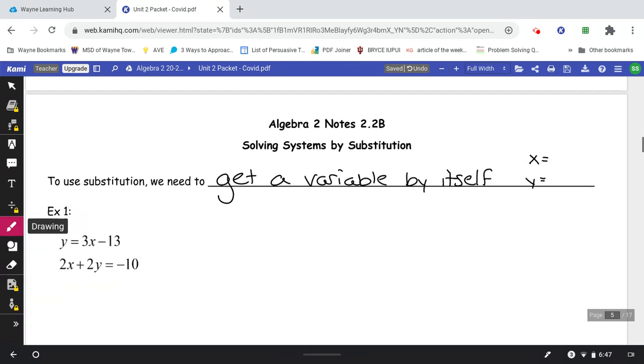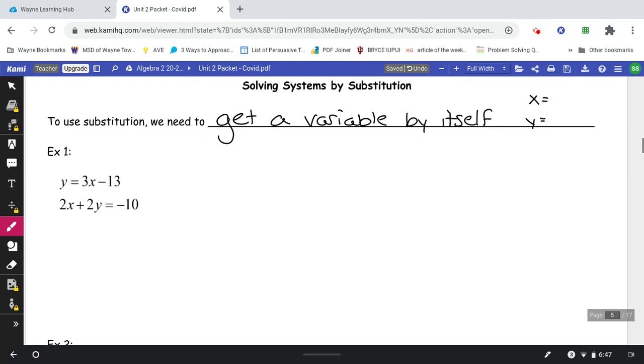Let's look at our first example. Example number 1. Y equals 3x minus 13, and then 2x plus 2y equals negative 10. So notice here how we have this y equals. I'm going to box that. And I'm going to substitute this in. So think about a substitute teacher. If your teacher's not there today, your teacher is gone, and your substitute comes in to take the place.